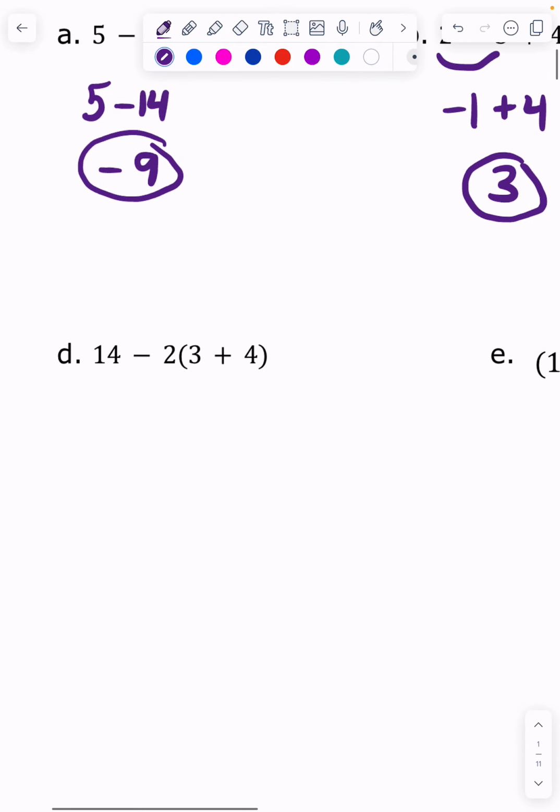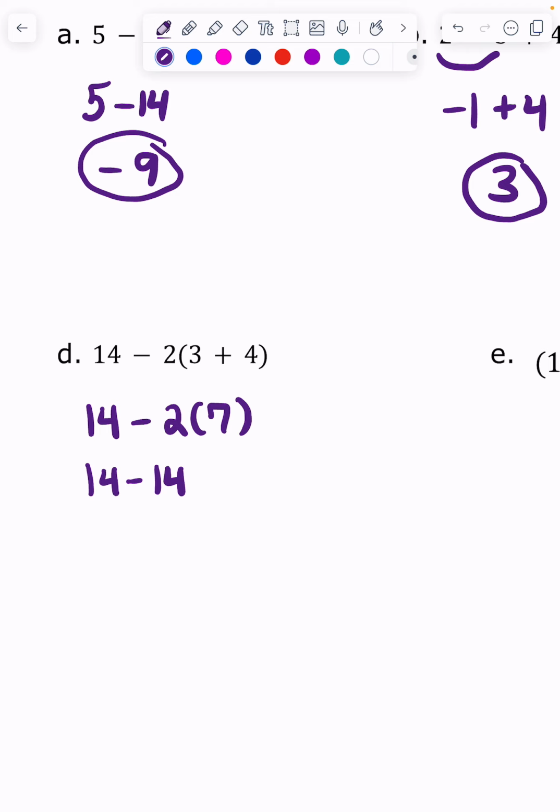Example D. All right, so parentheses is straightforward. If you have parentheses, then that's what you do first. So 14 minus 2, and then 3 plus 4 is 7. Now we have the operations of multiplication and subtraction, and we do want to multiply first. So 2 times 7 is 14, and then 14 minus 14 is 0.